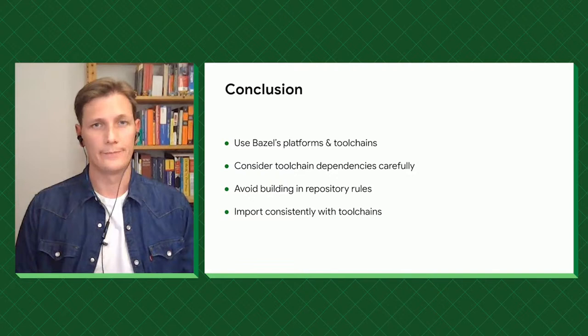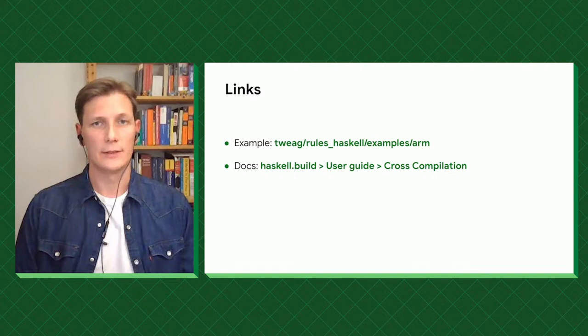A working example of cross-compilation for Haskell is available in the Rules Haskell repository under examples/ARM. And the user guide at haskell.build includes a section on cross-compilation.